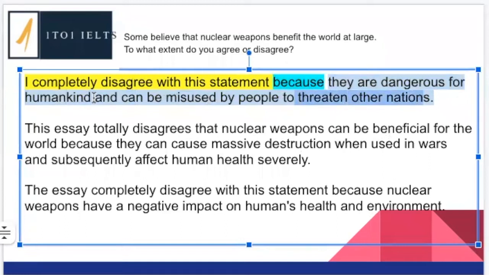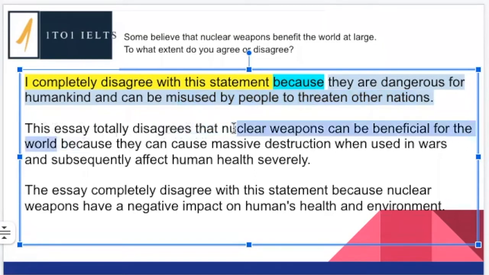So obviously it will depend on how the student explains these ideas in the main essay, but at the moment, dangerous for humankind and misused by people to threaten other nations look like a very, very similar idea. We've got to make sure that our ideas are very, very clear and separate. Okay. So let's have a look at the next one and see if this one is a little bit closer to getting it right. So this essay totally disagrees that nuclear weapons can be beneficial for the world.